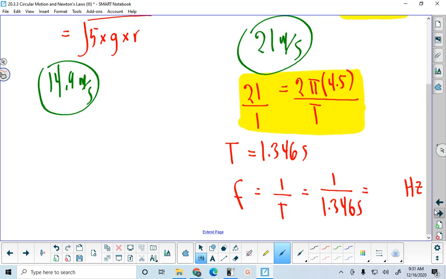Brianna, can you let us know what you get for the frequency? 0.743. I would say that that's reasonable. Does anybody else get 0.74 hertz? Okay, so we're good. Let's move on now.